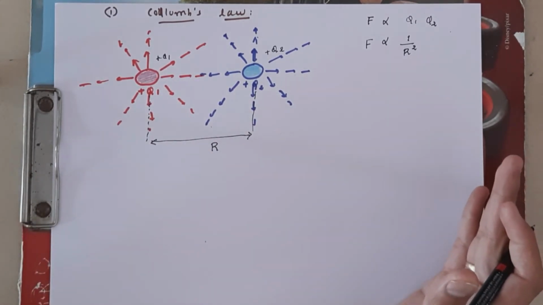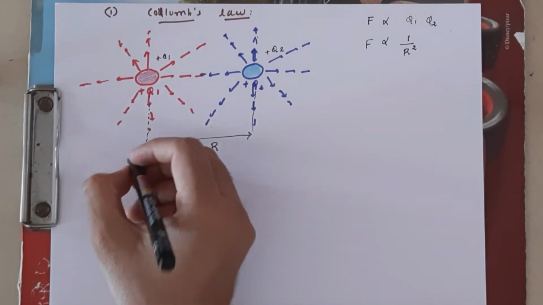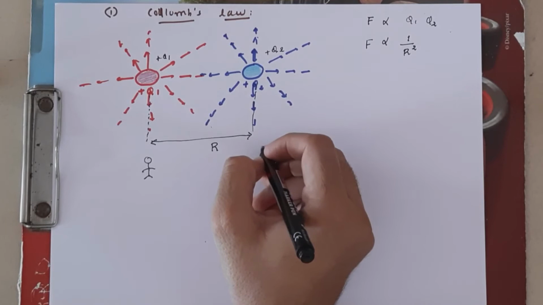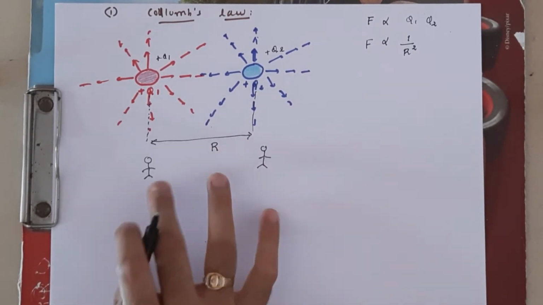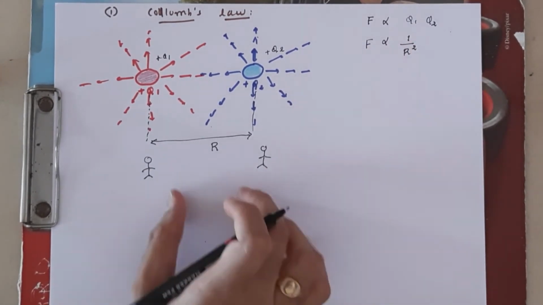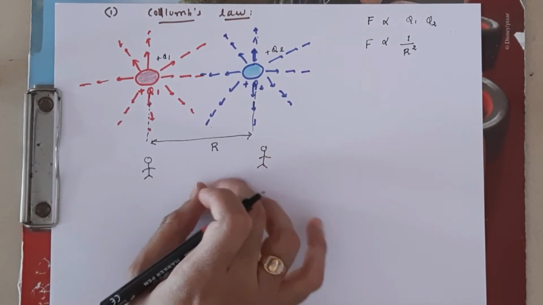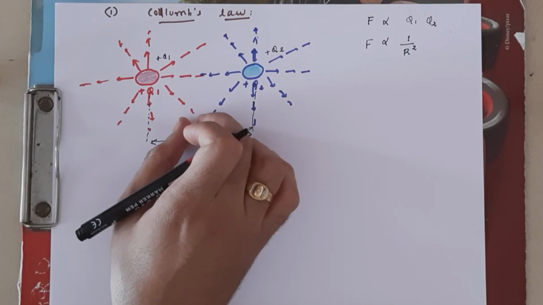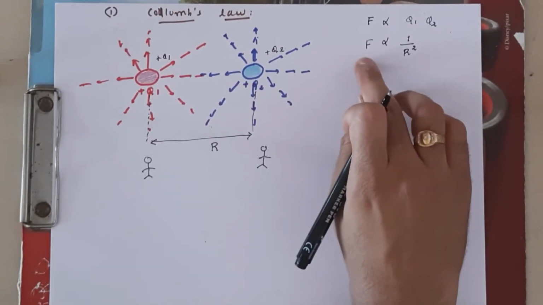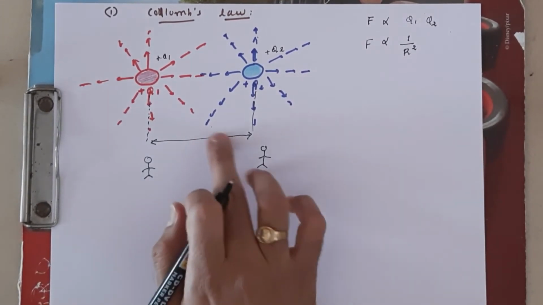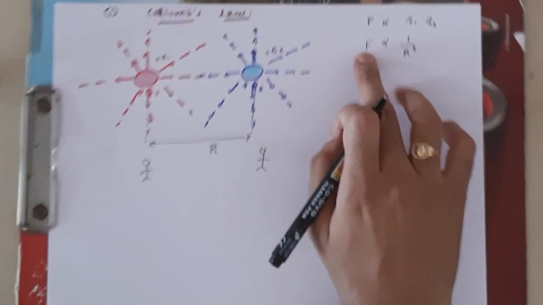Okay, similarly we consider two persons. Suppose one person is standing here, and the second person is standing very far away, so actually there is no feeling between these two persons. Clear? In the same way, if there is a very large separation between two persons, there is no force. Similarly, if there is a large separation between two charges, there is no force between the two charges. That is why, if the distance between two charges is increased, the force decreases.